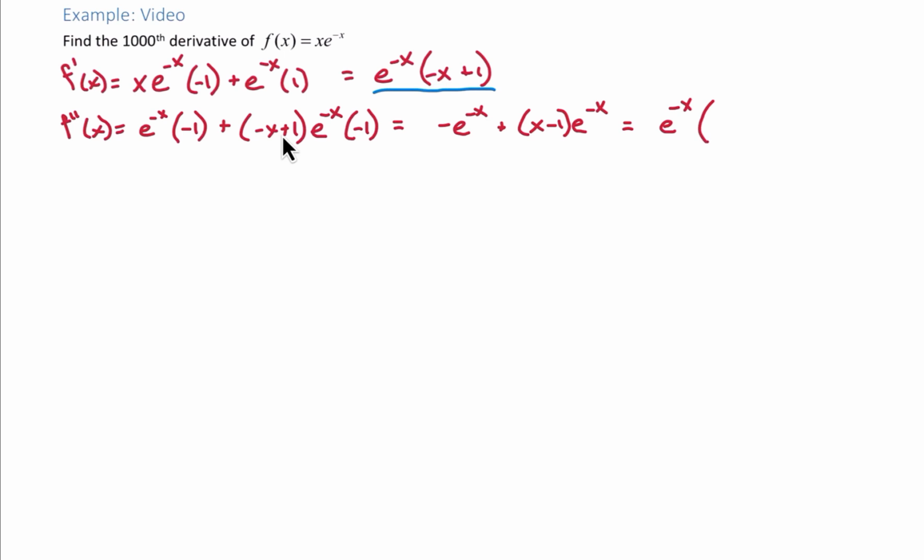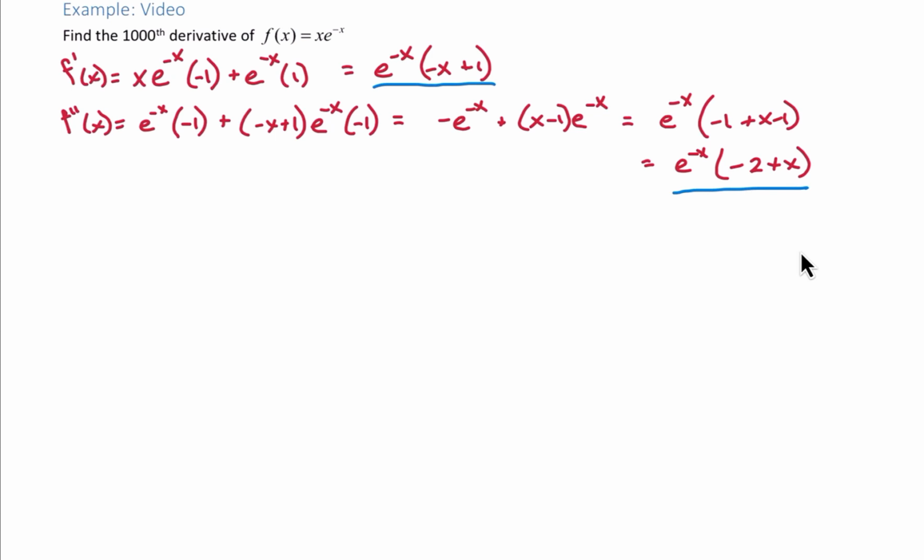And now we can factor out e to the negative x. And when we do that, we'll be left with negative 1 plus x minus 1, which is e to the negative x times negative 2 plus x. And that is the second derivative. And now the third derivative.